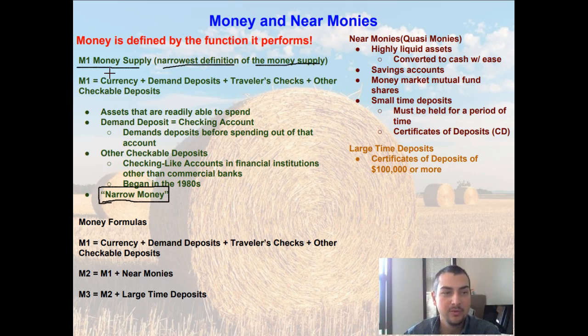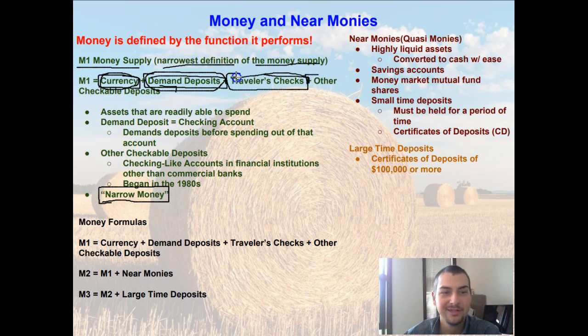Well, the M1 money supply is equal to currency plus demand deposits plus traveler's checks plus other checkable deposits. So what do all of these have in common? Each one of these can be used very easily to buy something. Think about it this way. Can you buy something with currency? Well, yeah. Can you write a check out of your demand deposit? Yep, and buy something with that.